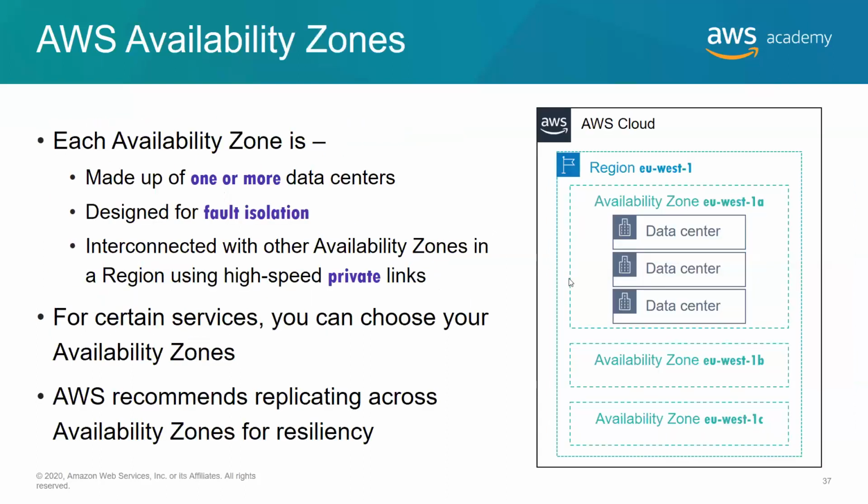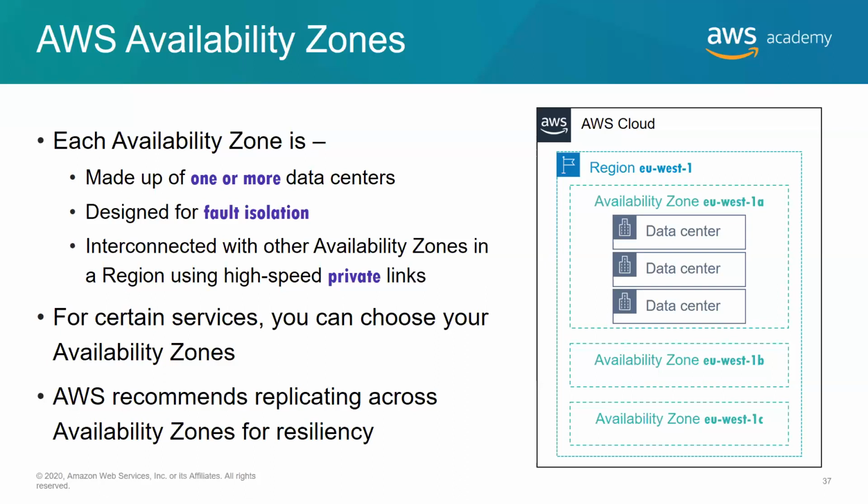Now, what is an availability zone? Each availability zone is made up of one or more data centers. Inside the availability zone, we're going to have data centers here. It is designed for fault isolation, right? It is interconnected with other availability zones in a region using a high-speed private link. So inside the region, we can have multiple availability zones, connected within the region with a high-speed link, right?